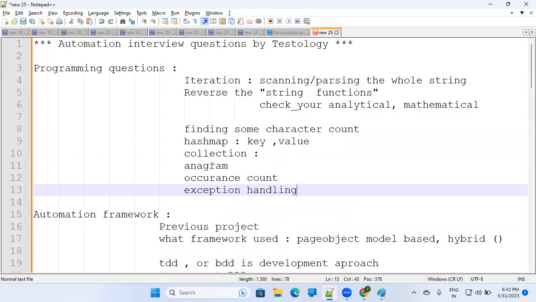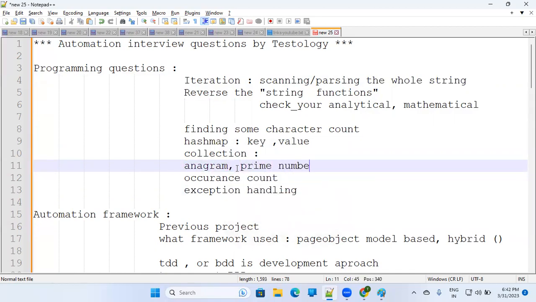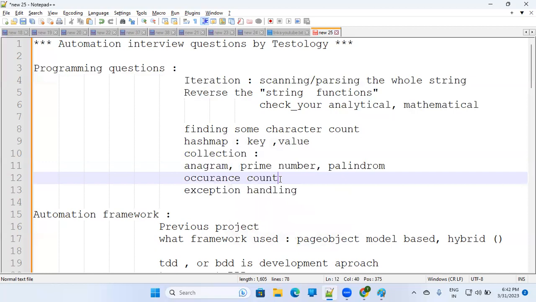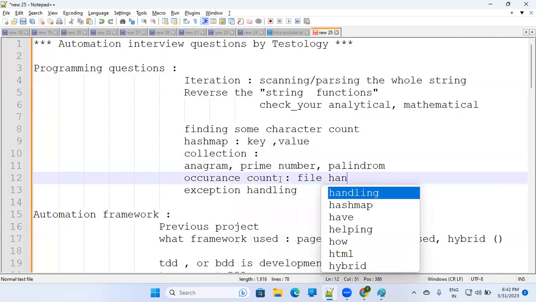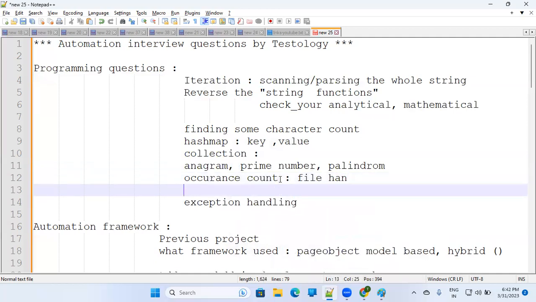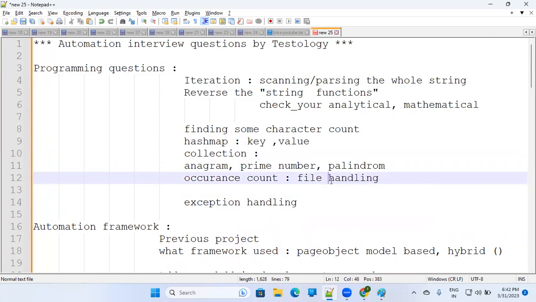Okay. So not just anagram, they can ask anything like prime number count, right? Like whether a number is a prime number or not. Palindrome, right? Occurrence is the same thing. Occurrence they can ask like how many times the word India has come in a particular file, right? Those kinds of things. For that you should be good at file handling also. And it's fun to do all this practice.